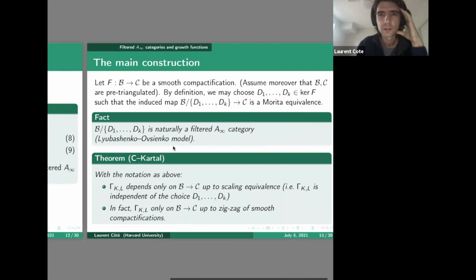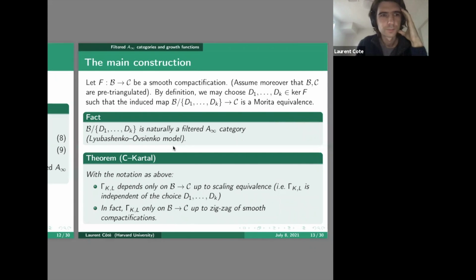Okay, we now come to the main result of this talk, and certainly the main construction. This construction essentially relates smooth categorical compactifications with filtered infinity categories. Let's fix a smooth categorical compactification B of a fixed smooth category C. We'll assume, moreover, that B and C are pre-triangulated, but let's ignore this point. What does this mean? By definition of smooth categorical compactification, we can choose a finite collection of objects D1 to Dk, which split generate the kernel, and such that the induced map of B mod D1 to Dk to C is a Morita equivalence.